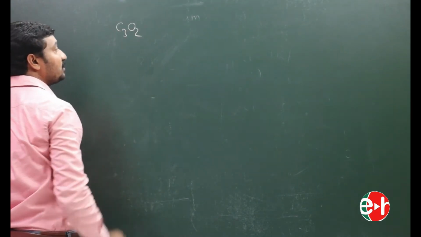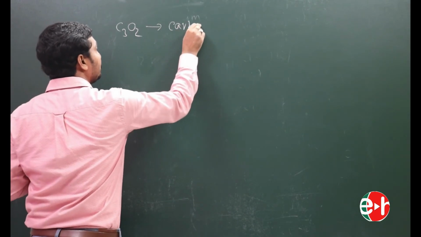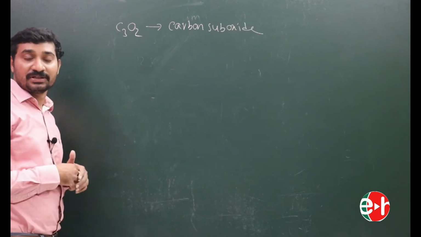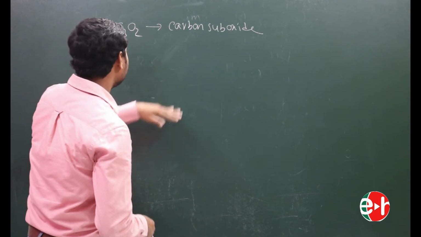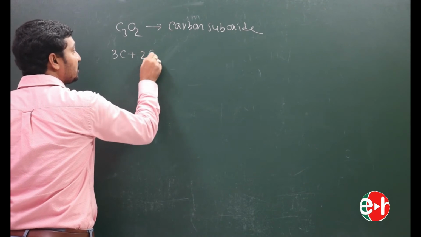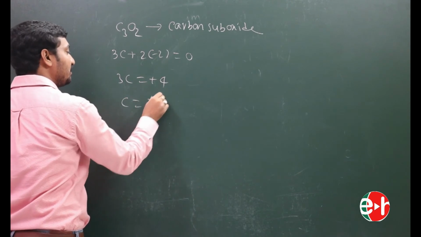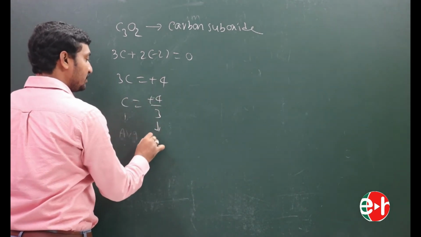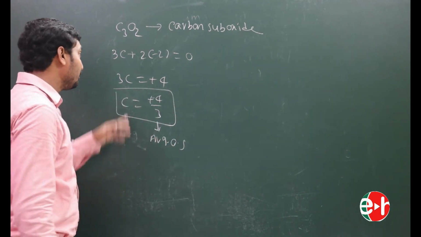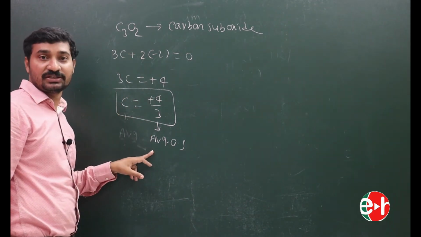Okay, next one, C3O2. What is the carbon oxidation state in C3O2? Carbon suboxide. Okay, in this general calculation, 3 carbons plus 2 oxygens at -2 is equal to 0. So 3 carbons is +4, then carbon oxidation state is +4/3. So this is the average oxidation state of carbon. Average. Why? 3 carbons are there, so 1 carbon oxidation state is +4/3. This is the average oxidation state.